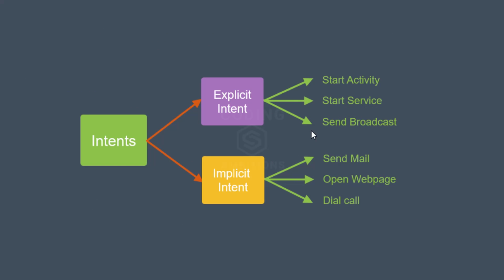And this is the diagram I have created for you guys, so you will better understand. So intents, first of all, there are two categories in the intents: explicit intent, implicit intent. In explicit intent, we have starting activity, starting service, sending broadcast. So all these are the parts of explicit intent. And let's say we want to send mail, open the web page, and dial call. All these are implicit intents. So let's move on to the practical app which I have created, so you will better understand these things.